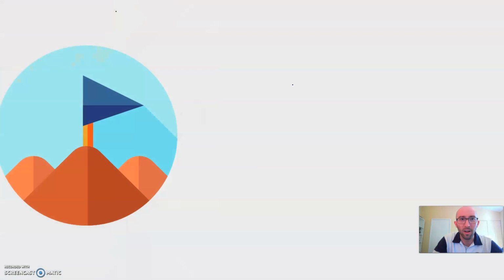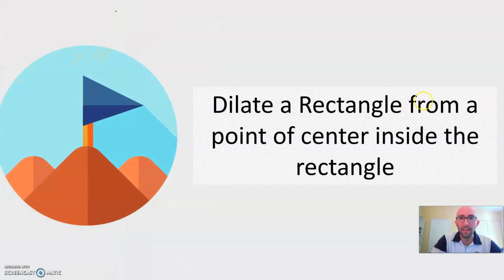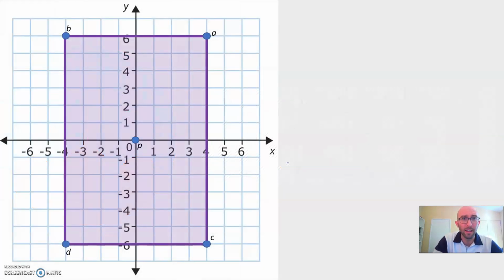Jump into this work. All right, so our goal is we're going to dilate a rectangle from a point of center inside of the rectangle. Okay, so here's what I mean by that. Here's our rectangle, and you see that I located this point of center P in the center of the rectangle.